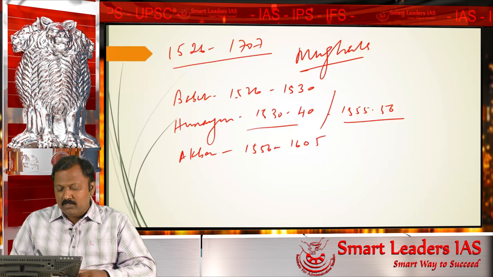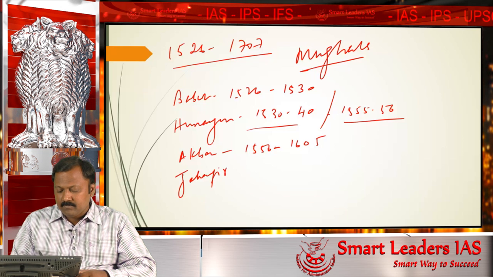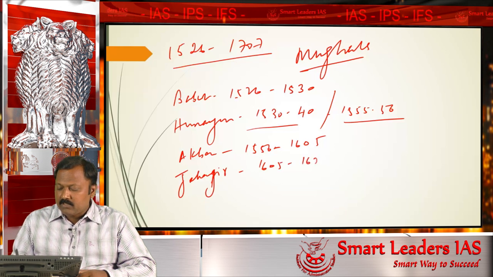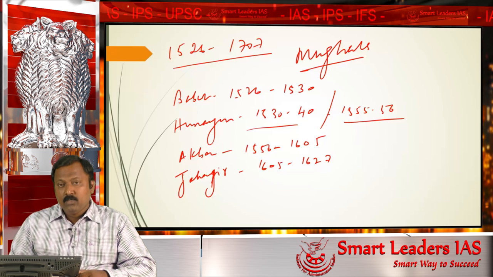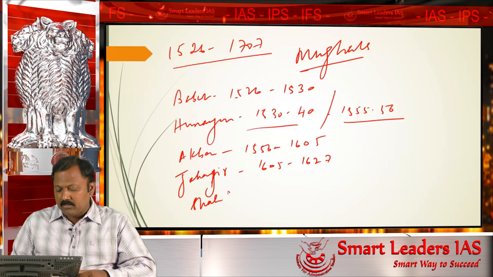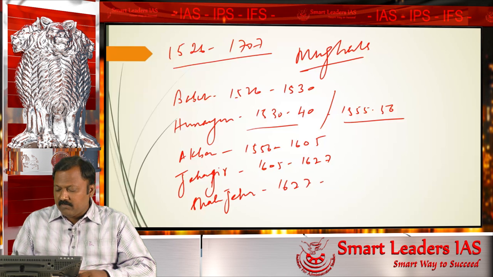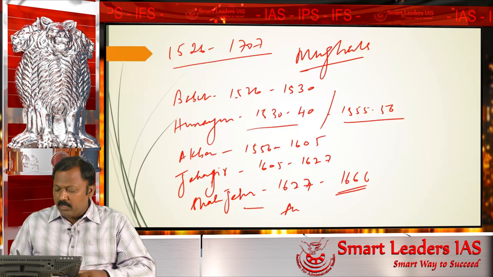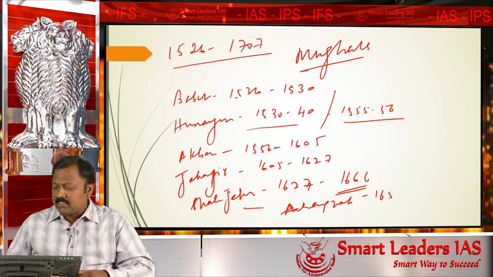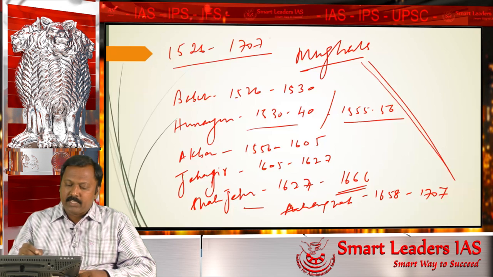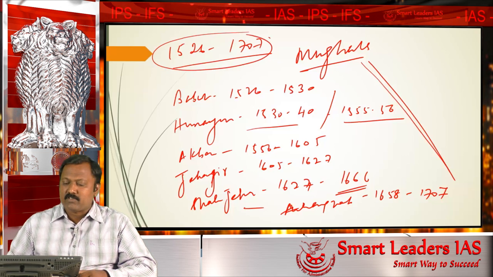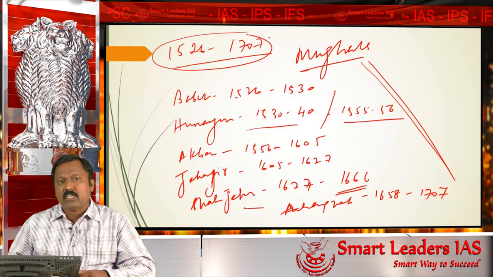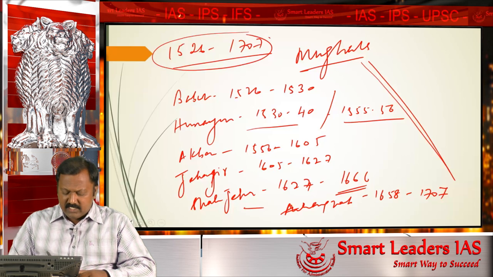Then we have his son, who is called Jahangir, who ruled from 1605 to 1627. Then we have his son Shah Jahan, 1627 to 1666. Though Shah Jahan died in 1666, we have his son Aurangzeb. He sat on the throne even when his father was alive, in the year 1658, and he ruled up to 1707. So this is a brief outline of the rulers from 1526 to 1707. Now, one by one we will try to understand each and every ruler. A few points we will see in a small outline.